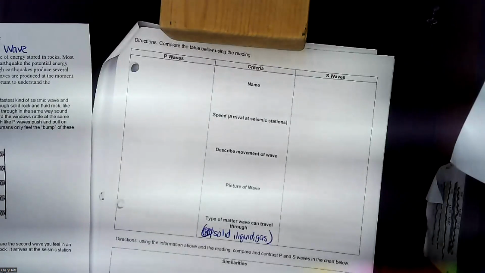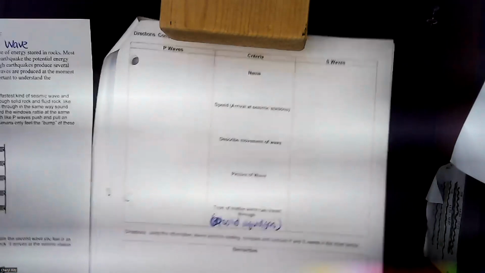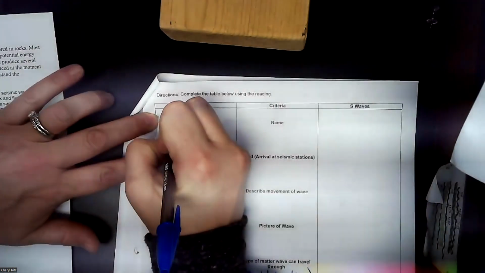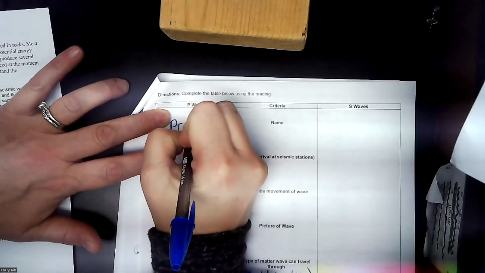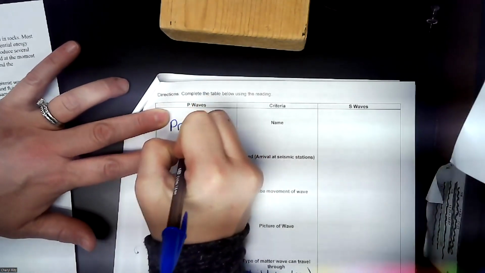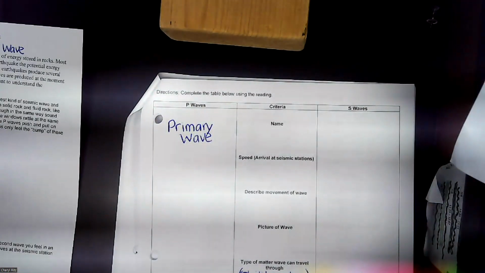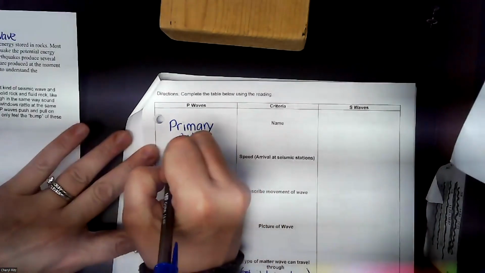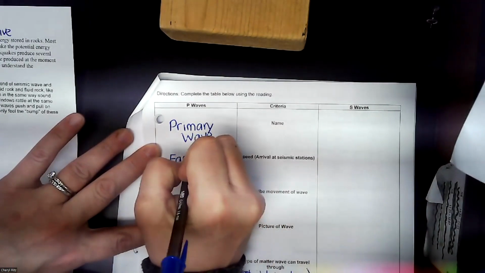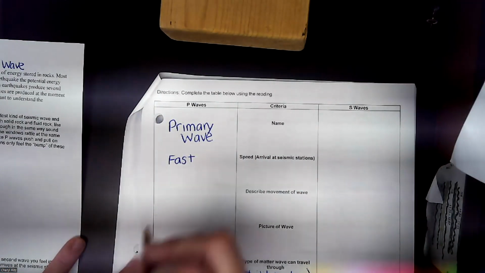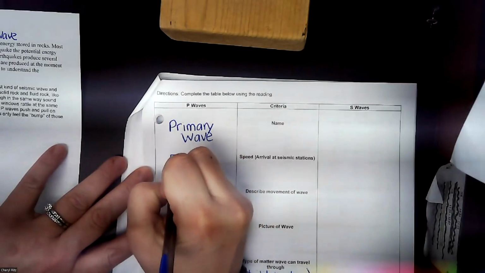I know I already heard this about a dozen times. What is the real name for a P wave? That's just a primary wave. What's their speed? Again, not looking for an actual miles per hour, but yep, they are the fast ones. And because they are fast, when do they arrive? First, they arrive first.